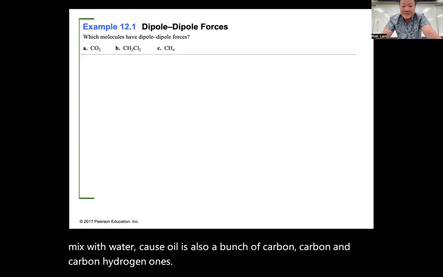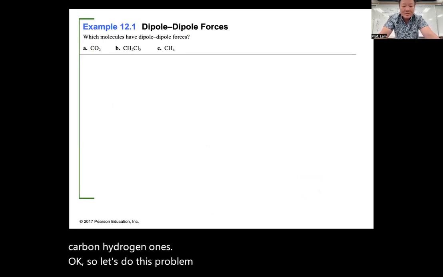Okay, so let's do this problem here. Which molecules have dipole-dipole forces?